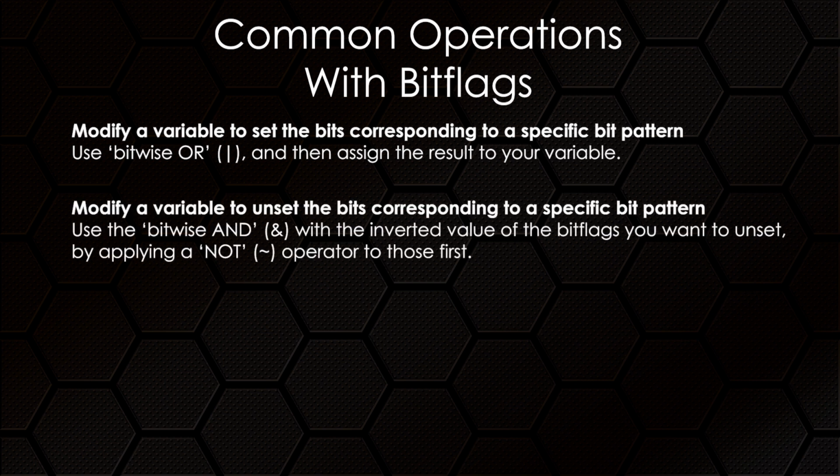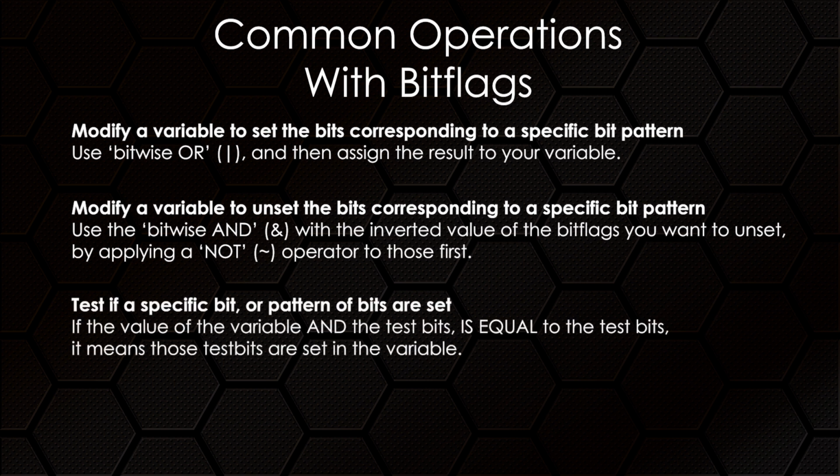The opposite would be to modify the variable to unset the bits corresponding to a specific bit pattern. This is the inverse of the previous operation. Before, we set the bits in our variable to those in a provided bit pattern, but this time we're unsetting them. We use the bitwise AND operator with the inverted value of the bit flags you want to unset, by applying a NOT operator to those first.